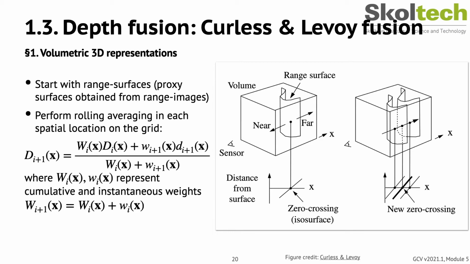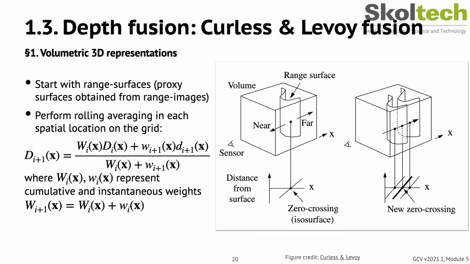And so when we obtain another measurement of the same surface, due to the acquisition noise or reconstruction noise, it is not going to be in the exact same spot as the previously sensed surface. We will be able to somehow update or average or fuse the newly obtained depth image into the already existing volumetric grid. So Curless and Levoy have developed a conceptually simple but very efficient method to actually perform depth fusion by rolling averaging each spatial location on the grid.